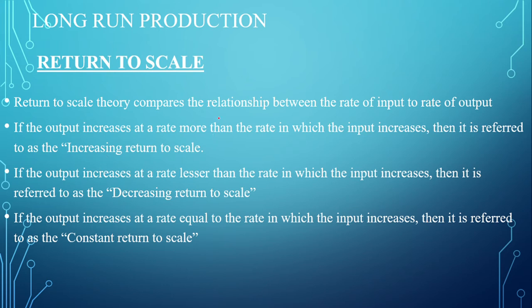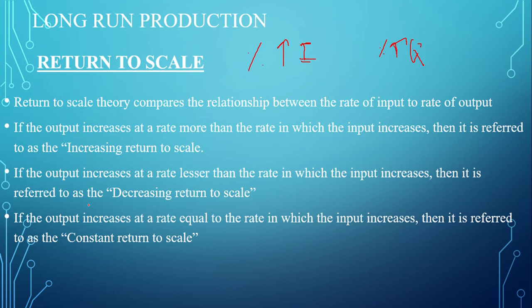Here see, returns to scale theory compares the relationship between the rate of input and rate of output. That means it will compare the percentage increase in input to the percentage increase in output. So there are three conditions. Sometimes if you increase input by 10%, let's say you increase labor and capital by 10%, and the output, now when you increase your input by 10%, the output increases by 20%.